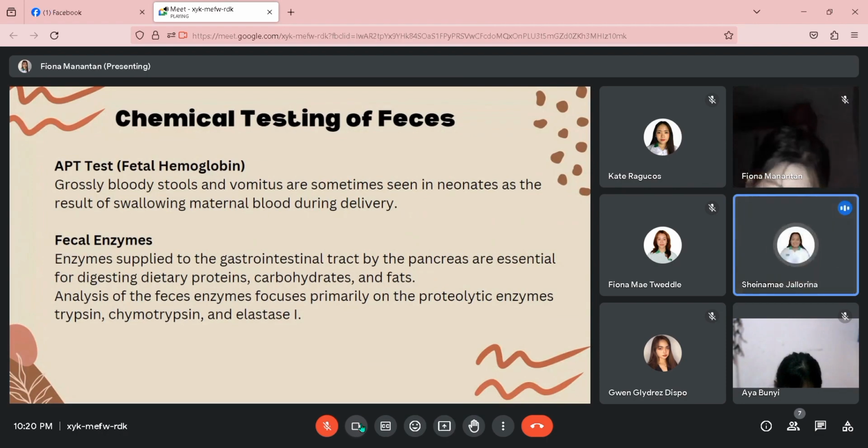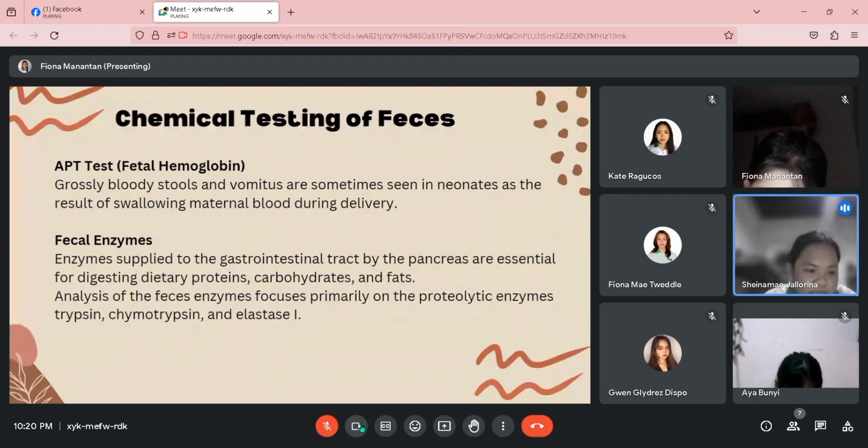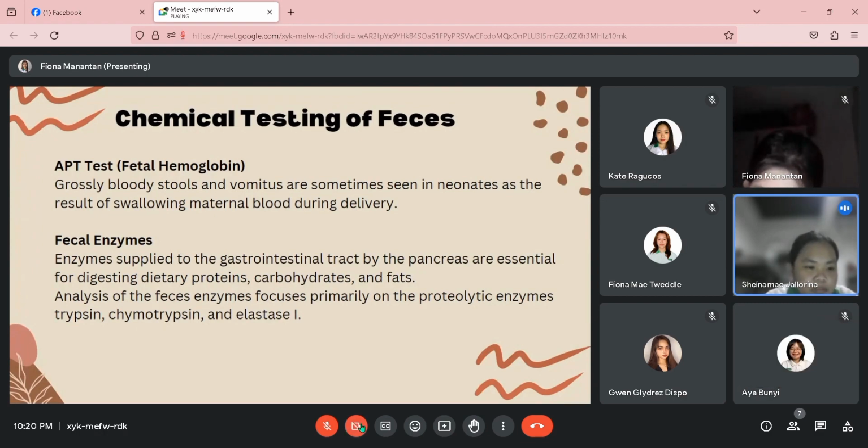Fecal analysis: enzymes supplied to the gastrointestinal tract by the pancreas are essential for digesting dietary proteins, carbohydrates, and fats. Decreased production of these enzymes is associated with disorders such as chronic pancreatitis and cystic fibrosis. Analysis of the fecal enzymes focuses primarily on the proteolytic enzymes trypsin, chymotrypsin, and elastase 1.